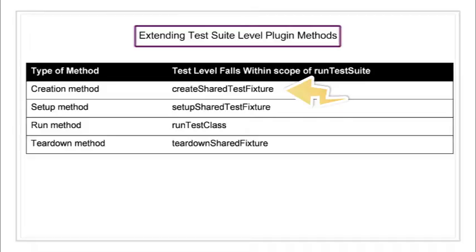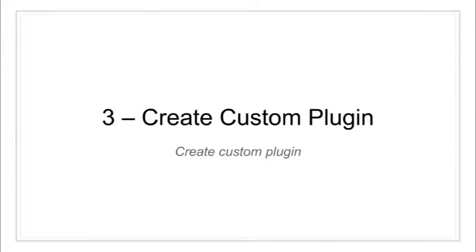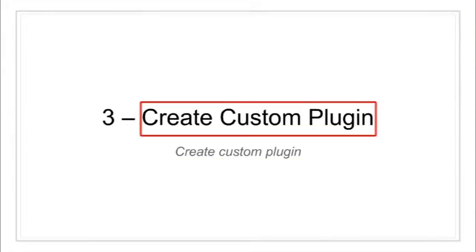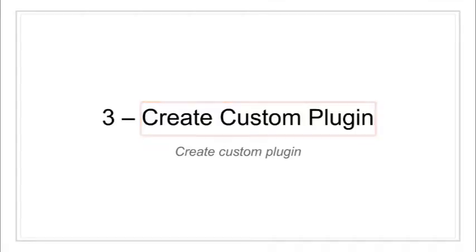The run method at this level, that is run test class, extends the running of the tests that belong to the same test class or the same function-based test, and incorporates the functionality described for the test class level plugin methods. In this third section, I will be giving a short demonstration using an example on how to create a custom plugin. Here the plugin will count the number of passing and failing assertions when running a specified test suite. The plugin prints a brief summary at the end of the testing.